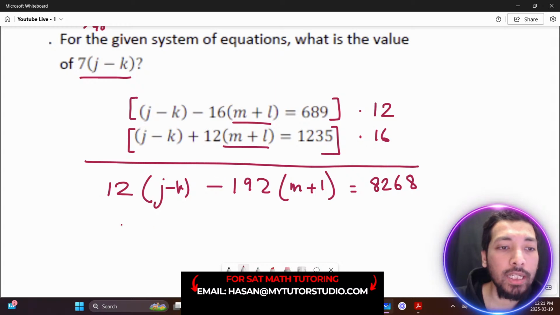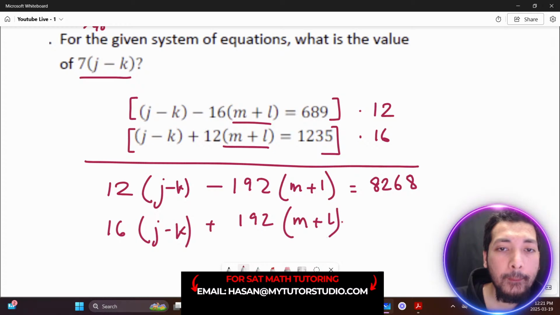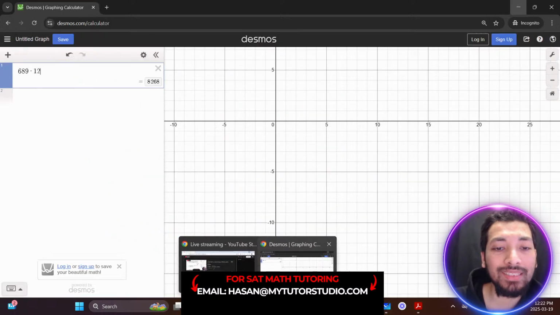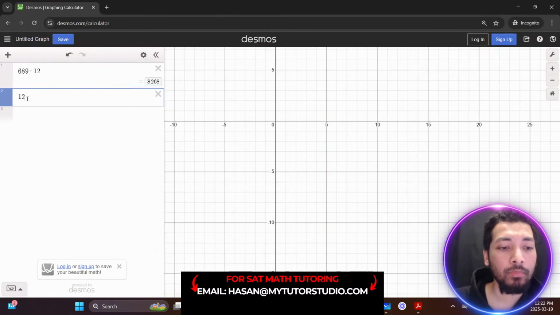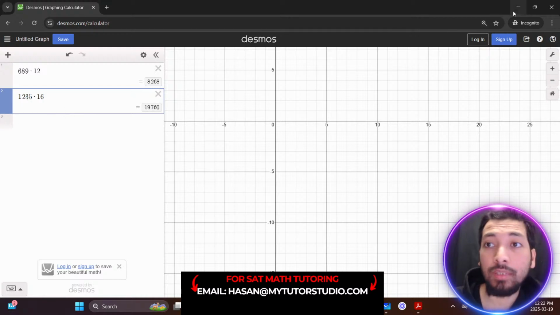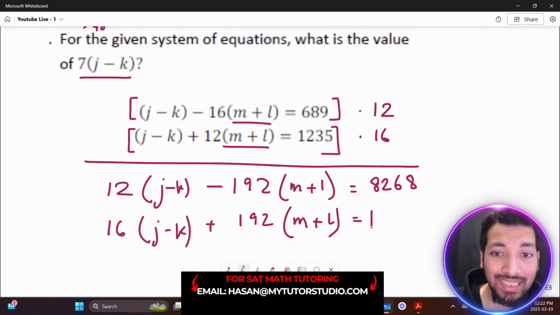Then we get to the second equation, 16 times j minus k plus 12 times 16 is 192 times m plus L is equal to 1235 times 16, we are getting 19,760.